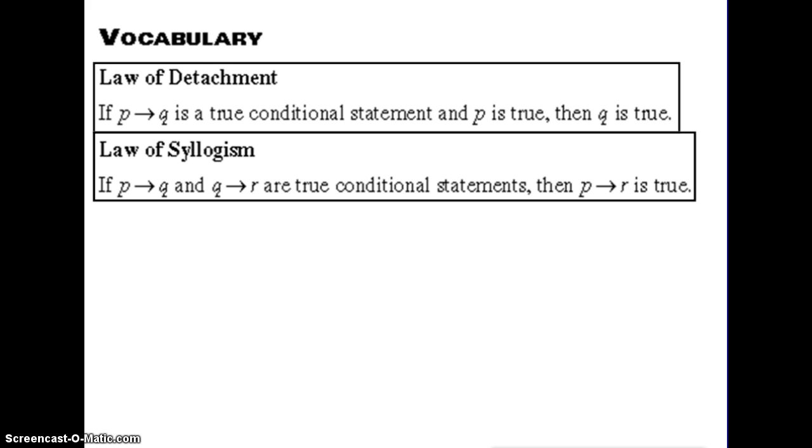Now the law of syllogism. I know that's a fun word to say, right? Syllogism. It says if P implies Q and Q implies R, then P implies R. So this is the reasoning we've been using in our previous logical boxes where we were connecting the statements. Basically, we would just bypass the middleman. Instead of saying, if it's raining, then I need my umbrella, and if I need my umbrella, I need to go to my car, you could say, if it's raining, I need to go to my car. That's what we call the law of syllogism.